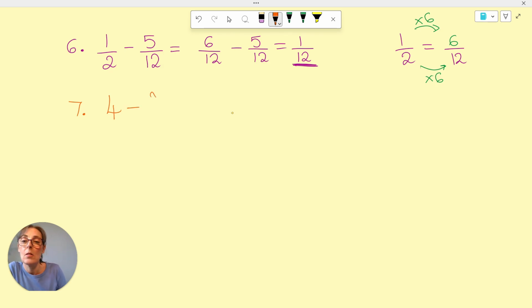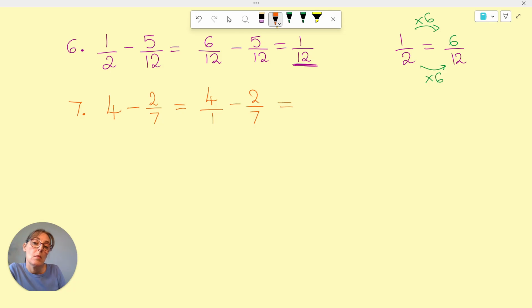Number 7, 4 subtract 2/7. Now, every number has a denominator. But when we're talking about 4, we're talking about 4 footballs, 4 whole footballs, 4 whole pizzas. And whole is 1. So it might be more comfortable to write it like this then. Actually, let's write it a bit better than that.